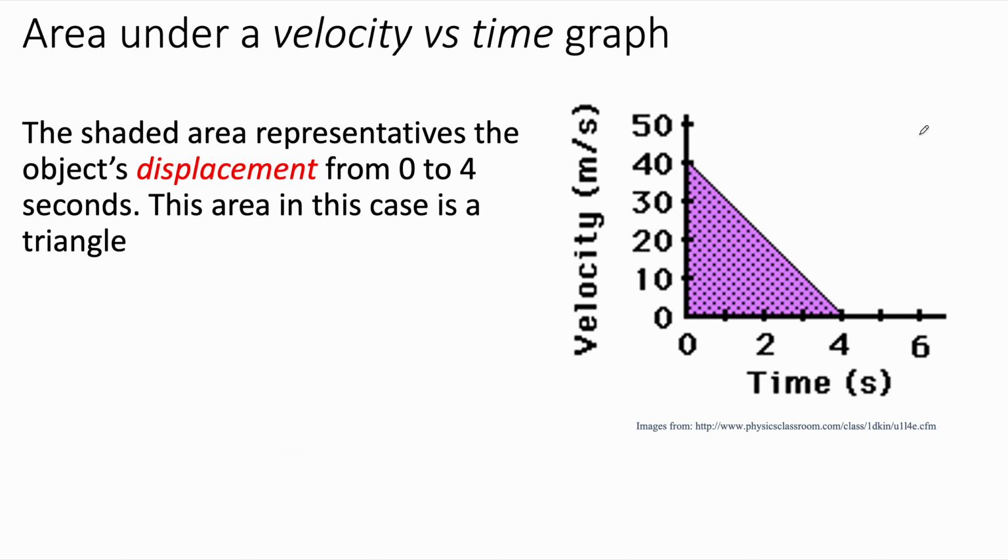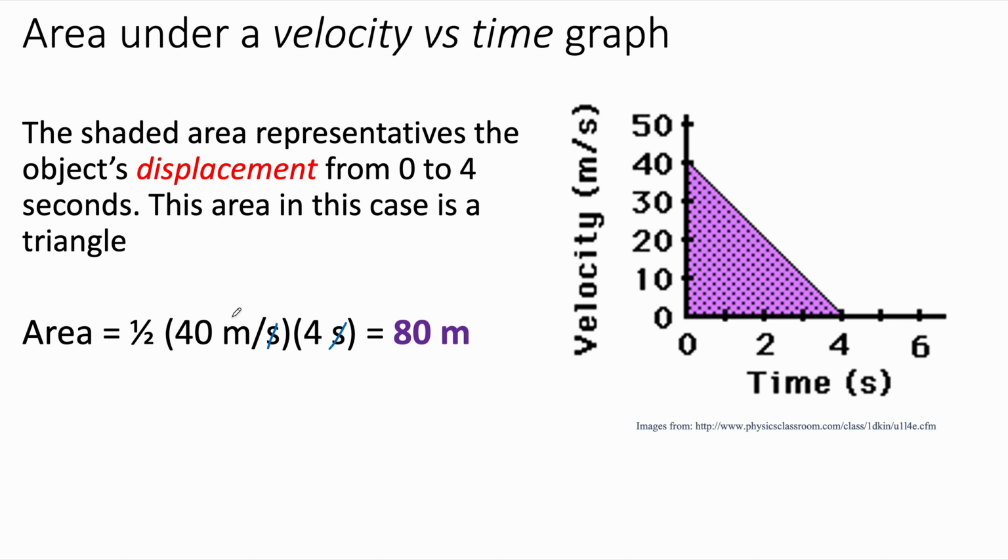What about this one? Well, the displacement is going to be that purple shaded area. Do you remember how to find an area of a triangle? It should be 1/2 base times height. So in this case, if we do that, again, seconds cancel, and we end up with just pure meters. 1/2 times 40 times 4 is 80 meters. And so that's our displacement during this time, how far we travel while we're doing this one. And so it's pretty straightforward. You're like, okay, I got it.